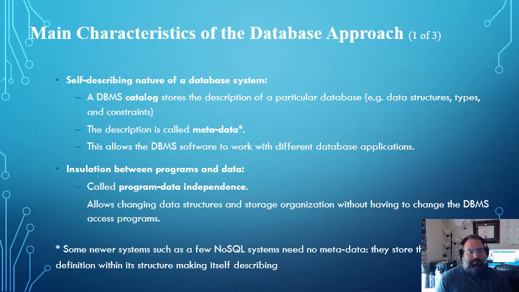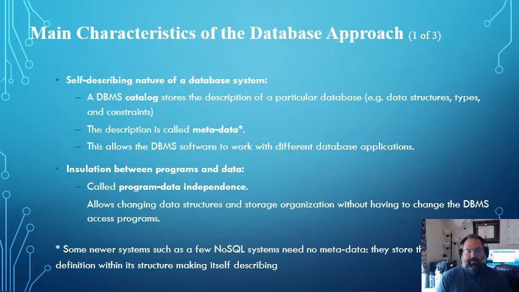And there's an insulation between programs and data, and this is called program data independence. This allows changing the data structures and the storage organization without having to change the database management systems or the access programs. This is also sometimes called abstraction, or using an interface of some form to enable this sort of capability.